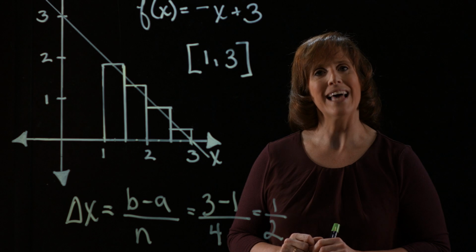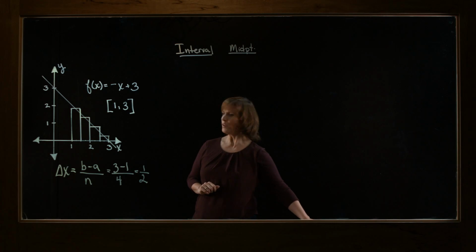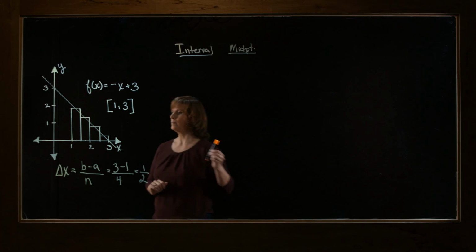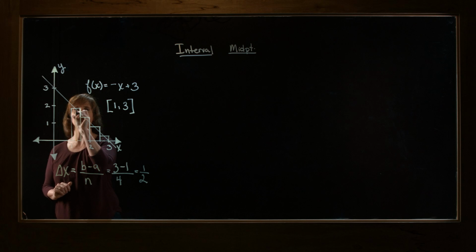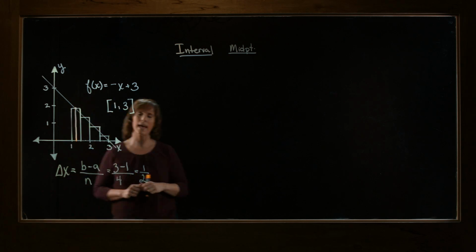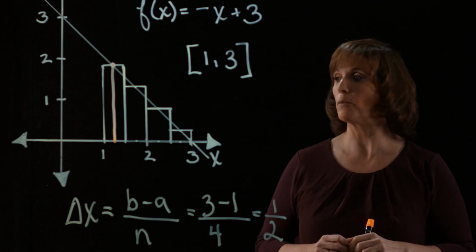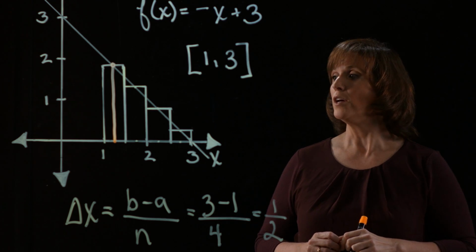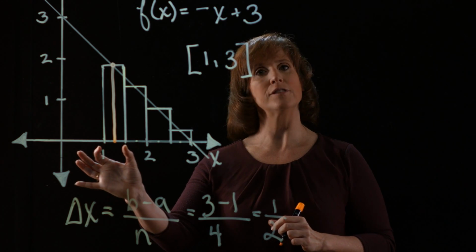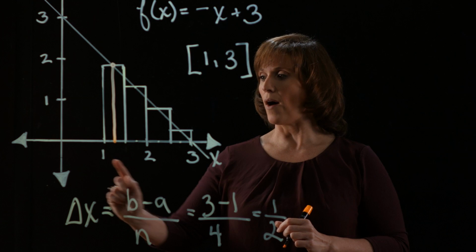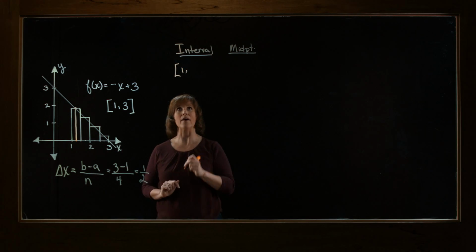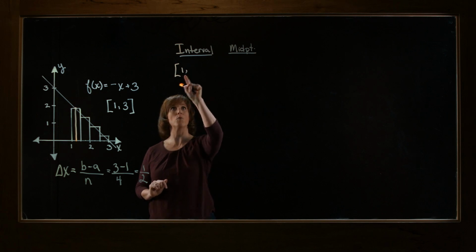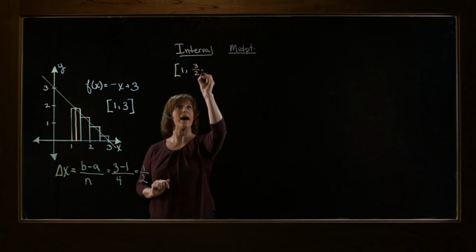Now I'd like to calculate the height of them. Well, how do I calculate the height? I'm taking the midpoint and using the value at the midpoint of that interval to calculate my height. That's exactly what I'm going to be doing in this particular problem. So let's take a look at my first interval. I know I'm starting at 1, and I know that the width is 1/2. So my first interval will be the interval from 1 to 3/2.